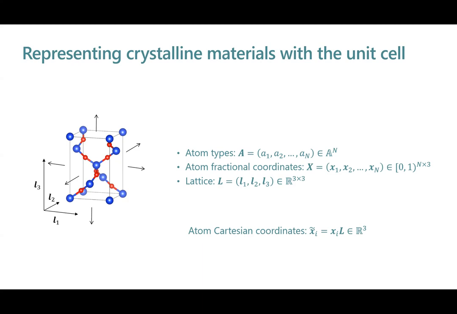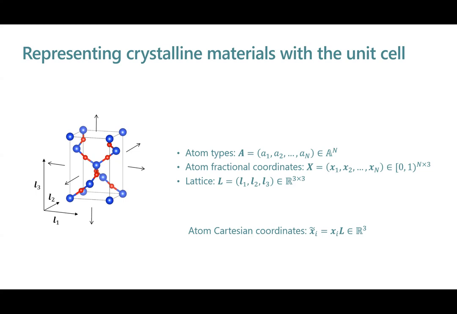Here I note that we're actually using fractional coordinates. It's a number between 0 and 1 that uses the three lattice vectors as a basis to describe the location of the atoms inside the unit cell. But it's quite easy to convert that into Cartesian coordinates just by doing a matrix multiplication, a dot product with the lattice vectors.